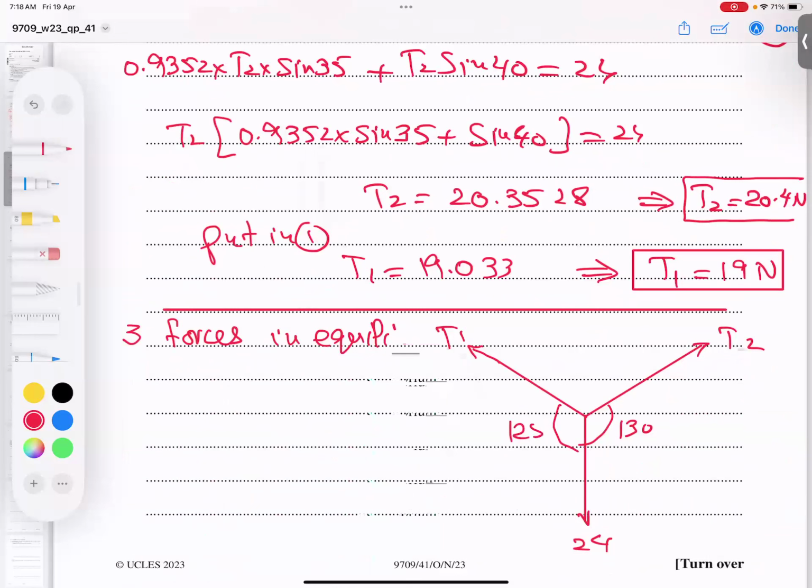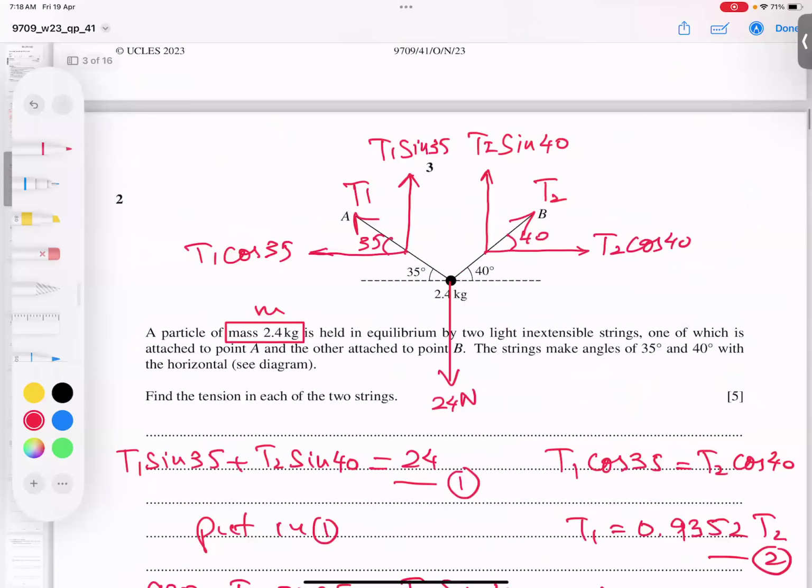And the last one left, what is this? You can subtract from 360, and it's 105. Or from 180, subtract 40 and 35, it is the same. So I believe this part is very clear.